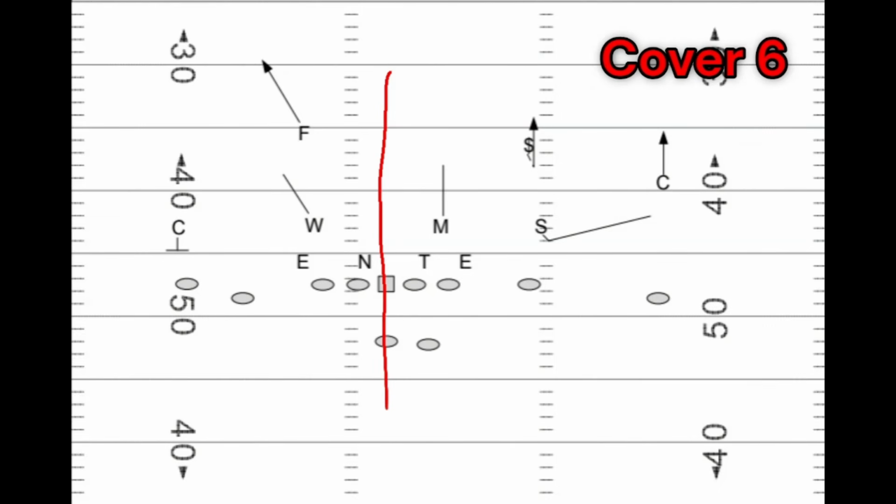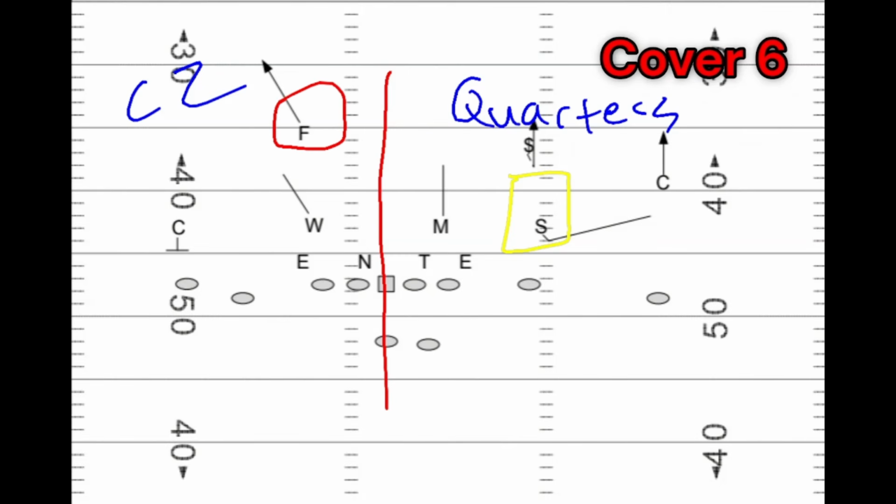Which I like, but I'm going to call it cover 6 just for simplicity's sake. What do we got? We have quarters on this side, and we have cover 2 on this side. Now, cover 6 will always be run with the quarters to the nickel side and the cover 2 to the weak side, right? So if we get cover 6, we're reading the cover 2 safety.